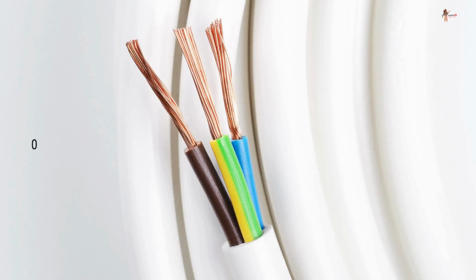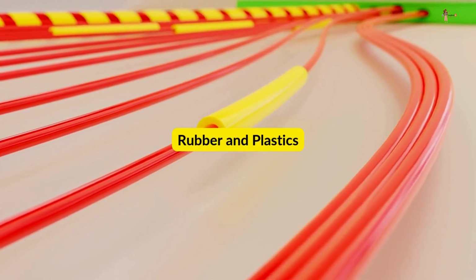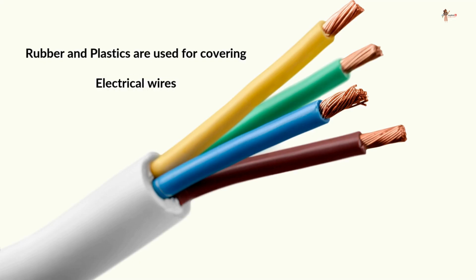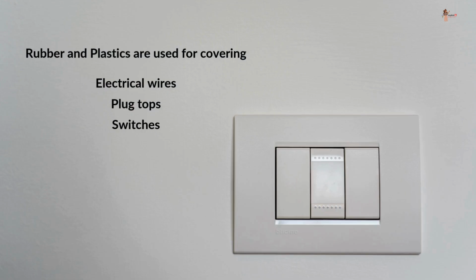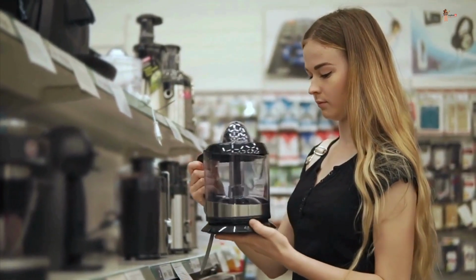Please note that conductors and insulators are equally important for us. Switches, electrical plugs, and sockets, they are made of conductors. On the other hand, rubber and plastics are used for covering electrical wires, plug tops, switches, and other parts of electrical appliances which people might touch.